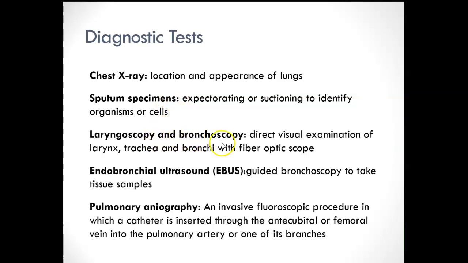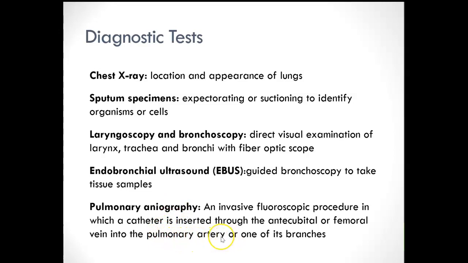Laryngoscopy or bronchoscopy helps them just go in and actually look at what's going on in there. So they'll go down, and when they go down with these scopes, a lot of times they can also take a biopsy and see what's going on. Endobronchial ultrasound is, again, bronchoscopy to go down there and take a tissue sample.